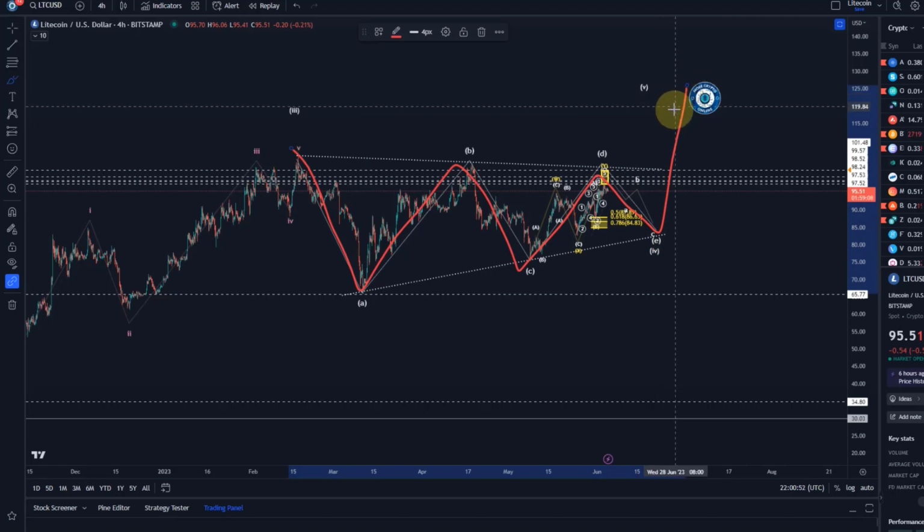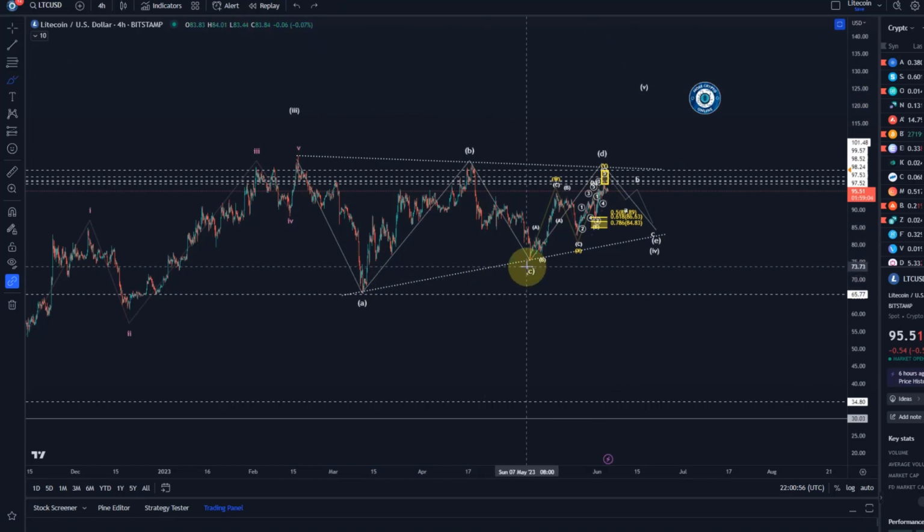Now, this is only a valid wave count as long as the C wave low is not broken. So the low of 75.60 or 75.50 must not be broken. If it is, okay, it wouldn't be a disaster, but it would make the current count less likely because it would need a change in count.